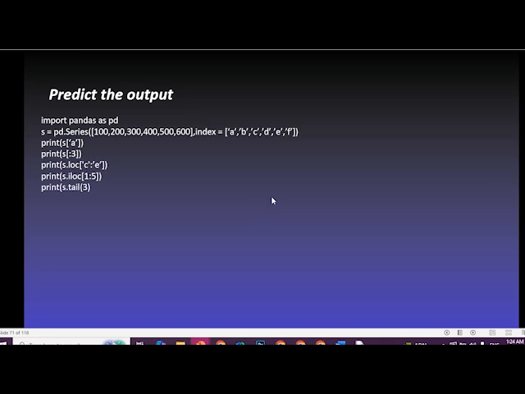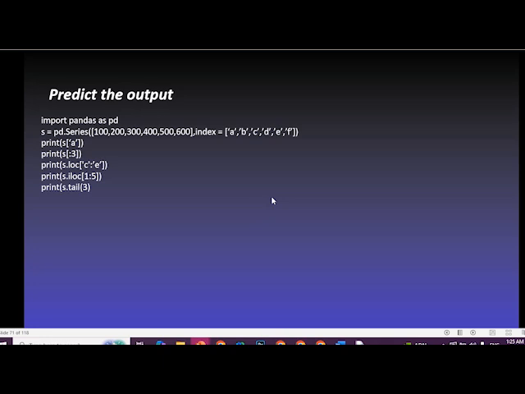Loc and iloc both are used to access elements from a Pandas series or from a data frame. Now what is the difference? Loc uses the label index to access the elements. iloc uses the positional index to access the elements. When we use loc, the end value will be included. When we use iloc, the end value will be excluded.